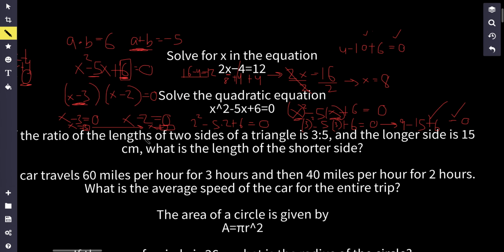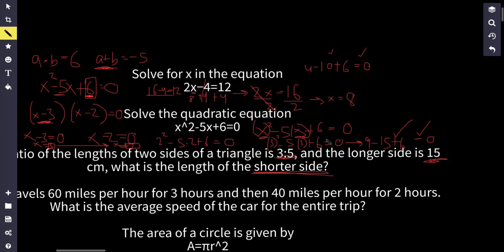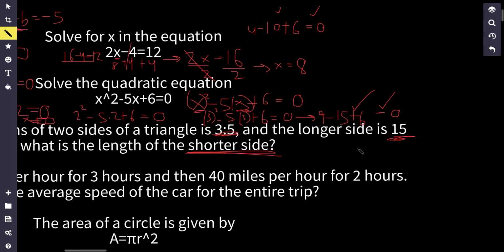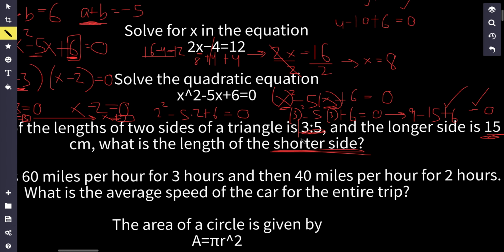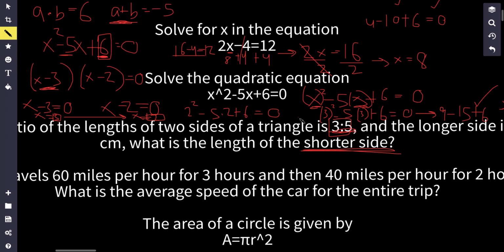The ratio of the length of two sides of a triangle is 3 to 5, and the longer side is 15. What is the length of the shorter side? Well, we can just set up a ratio. Or, we know this ratio right over here, so we can set up a proportion, my bad.